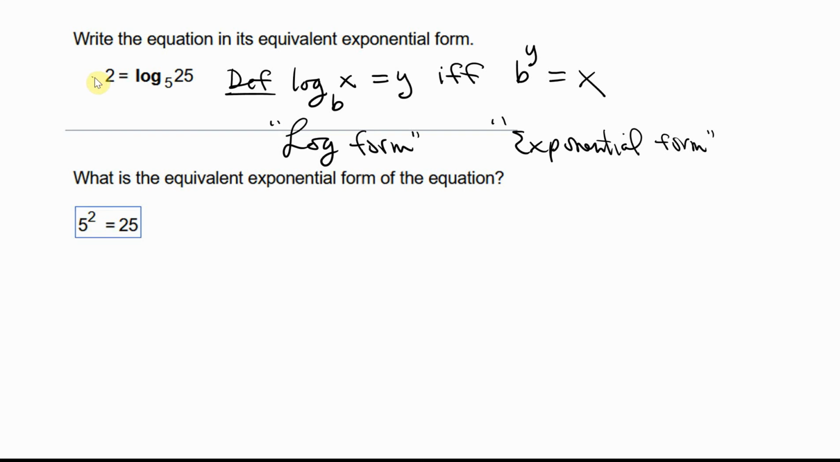So this is like y, the 5 is b, and this is x. And so you take that based on the definition. So we have the base, which is 5, raised to the y, which is 2. 5 raised to the 2 is equal to that x, which is 25. And it should make sense because 5 squared is indeed 25.